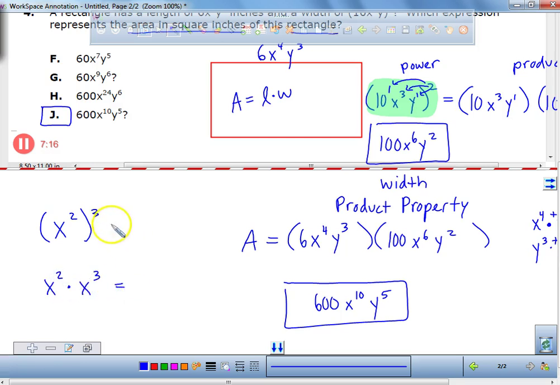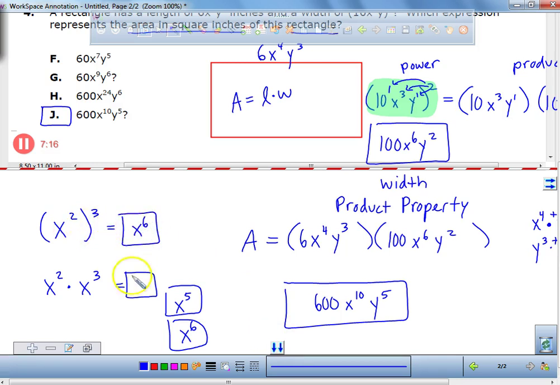Here's a quick little review. One of these answers is x to the power of 6. One of these answers is x to the power of 5. What goes where? What answer do you think this one is right here? That's the 6. Which means, what does this one have to be?